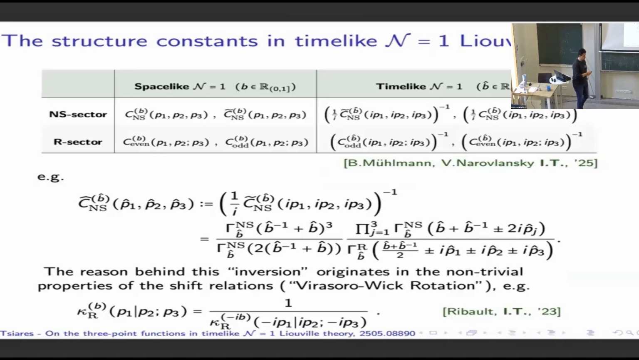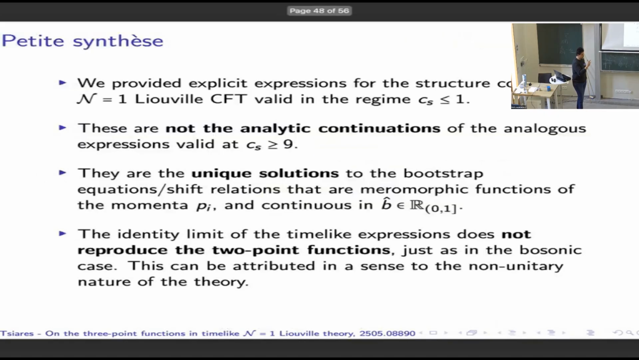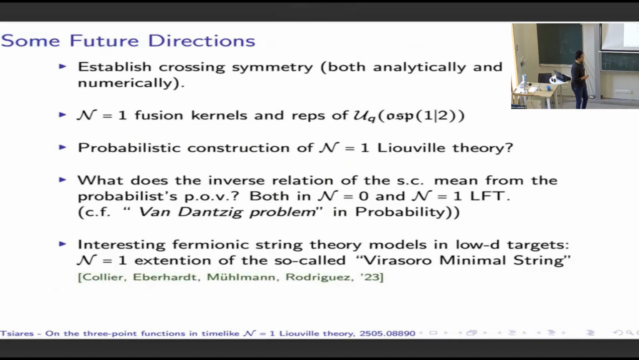Maybe one comment is that all the structure constants that I presented, at least in the space-like case, are particular instances of these crossing kernels. In particular, let me just mention the DOZZ formula. The DOZZ formula can be written as the analytic continuation of the fusion kernel to the identity, where you have pairwise identical operators for the external ones, and you analytically continue one of the internal ones to the identity.